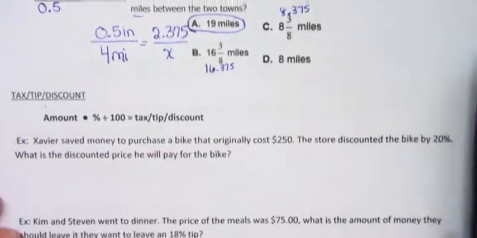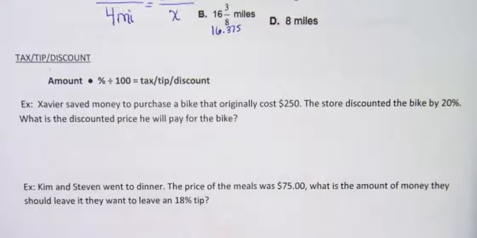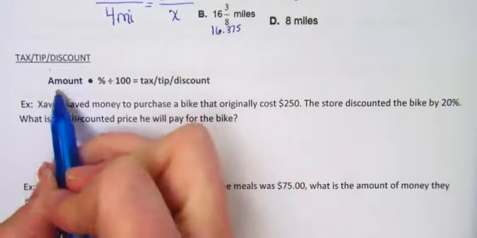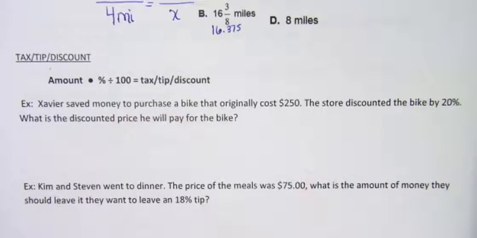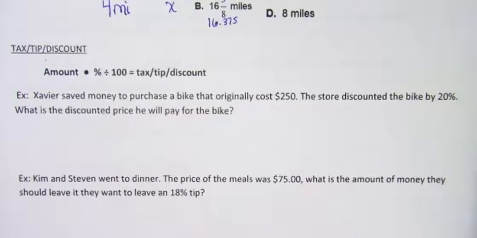And then the last thing we did with proportions was our tax, tip, and discount, where we know percent means out of 100, so we can set up our proportion, or I know some of us just did the multiplying way. Either way is okay. So let's go ahead and look at examples. We're going to do both of these examples together. Xavier saved money to purchase a bike that originally cost $250. The store discounted the bike by 20%. What is the discounted price he will pay?